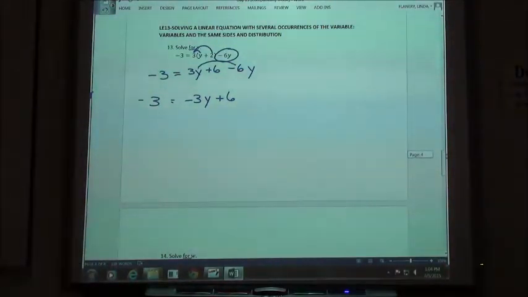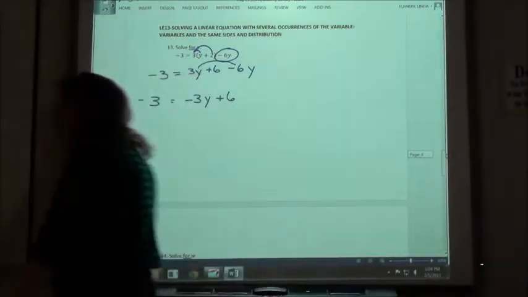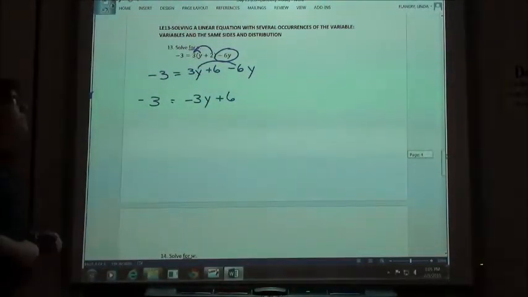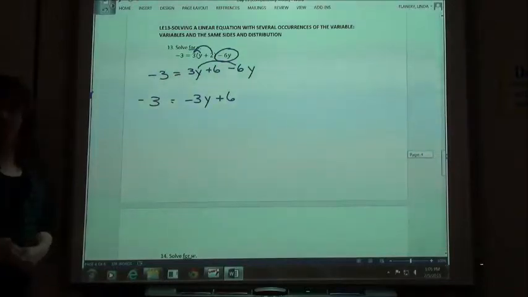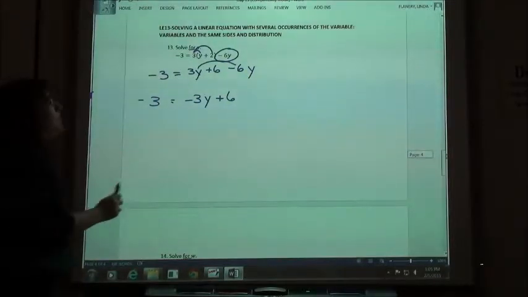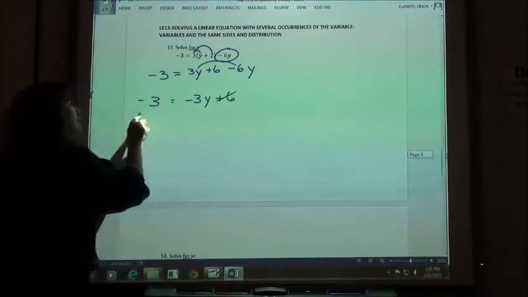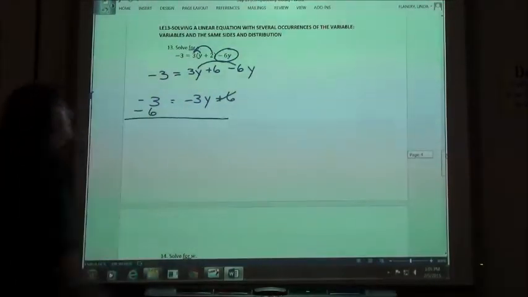But now it should look really familiar to you. Now we're to those two-step problems that we did a whole bunch of in the last 3 kinds of problems. So to solve this, we are going to take negative 3 minus 6. It's minus 6 when I move it over, exactly.